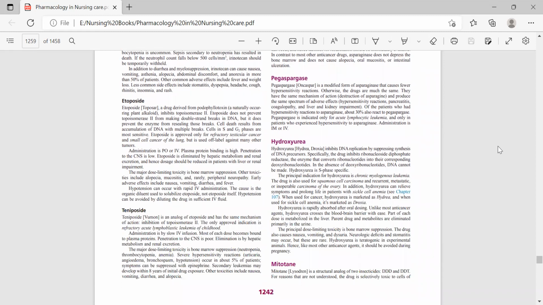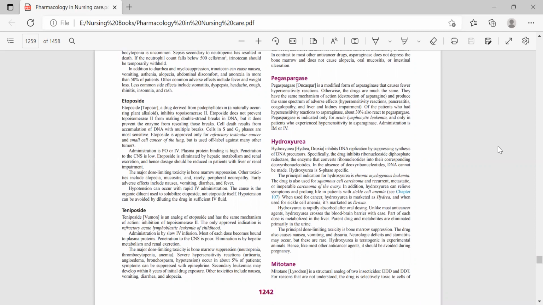So, two more drugs are grouped into topoisomerase 2 inhibitors. First of all, in this group, etoposide is very important. It is a drug derived from podophyllotoxin, a naturally occurring plant alkaloid, and it inhibits topoisomerase 2. Topoisomerase 2 forms double strand breaks in DNA, and the drug does not prevent the enzyme from releasing those breaks, so cell death occurs.